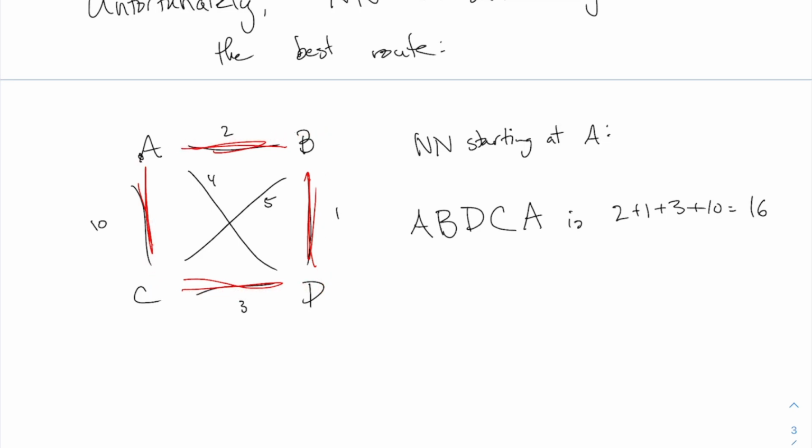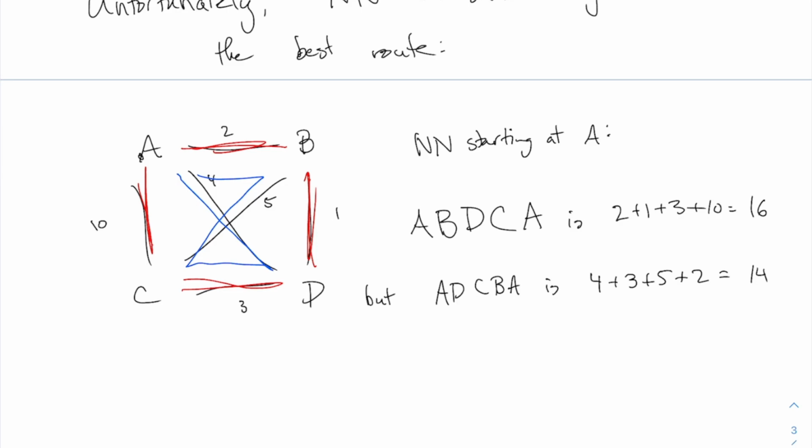Unfortunately, you made what seemed to be the best choice at each step, but it forced you into doing this 10 at the end, which is really quite bad. So there are better ways. I believe if you go across the middle, A, D, C, B, A is better. So that would be this way, A, D, C, B, A. And if I add these numbers up, it's 4 plus 3 plus 5 plus 2, which is 14.